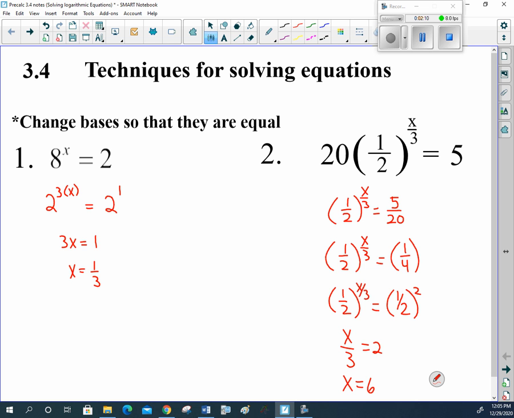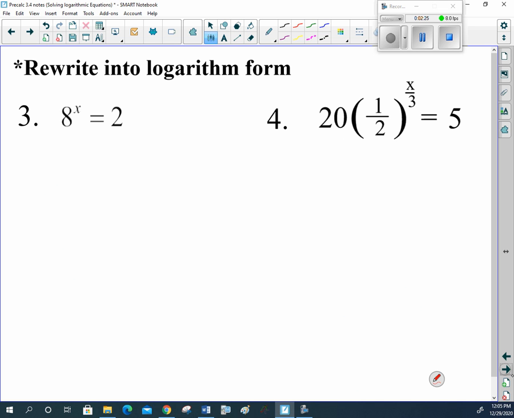If you put a 6 in there, you'll get the same answer as what we would equal 5. So 6 divided by 3 is 2. 1/2 raised to the second power is 1/4. 20 times 1/4 is 5. It's true. Everything works.